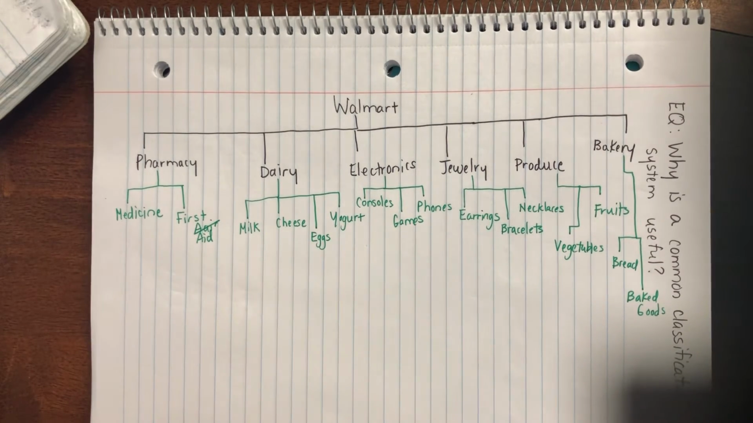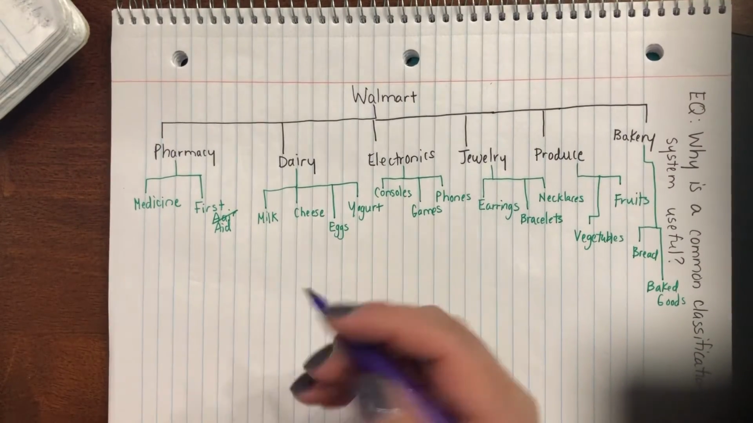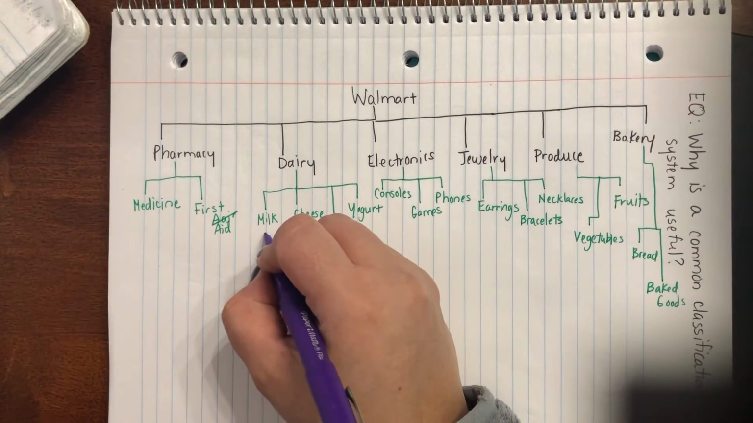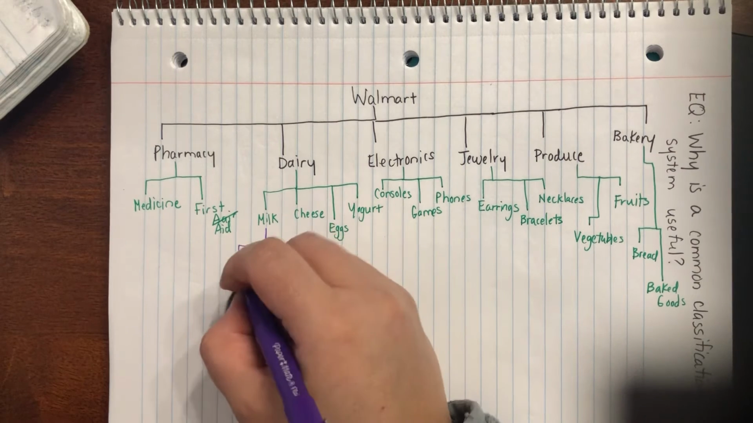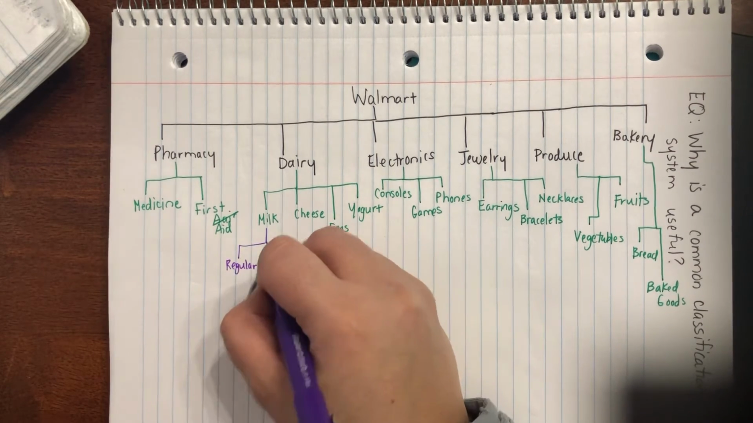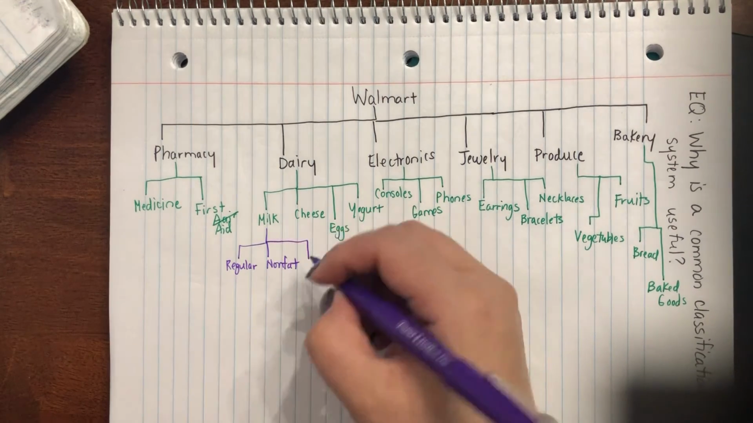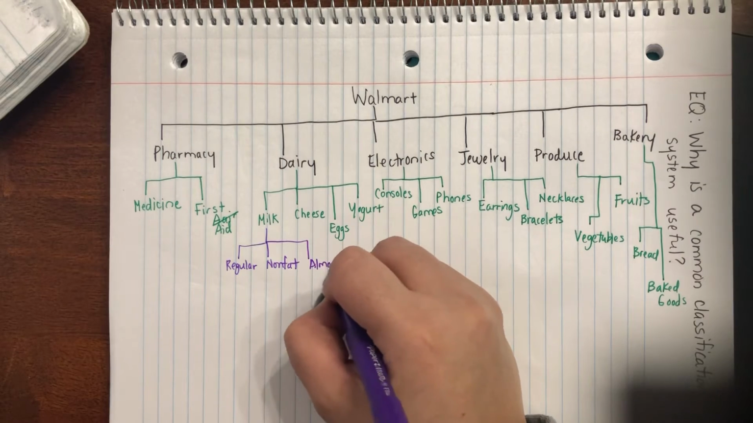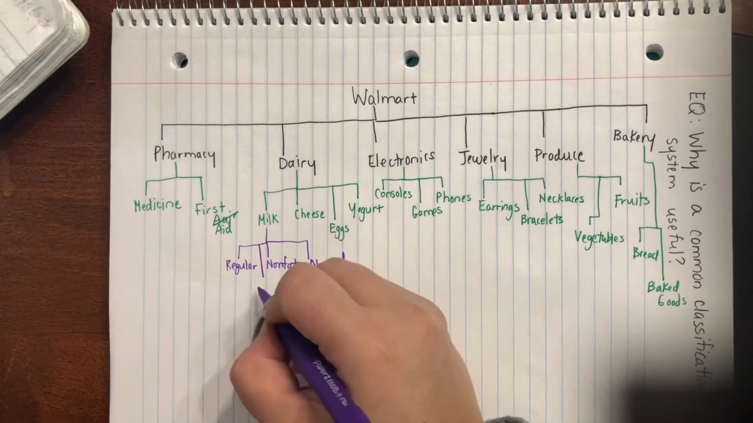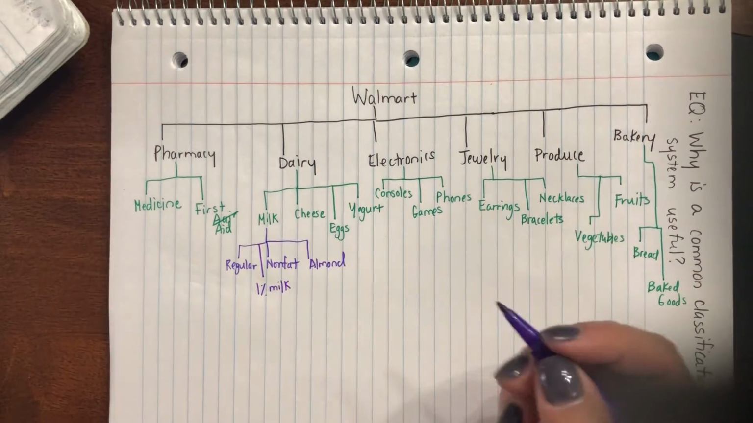let's just say I'm just going to focus on this dairy section, okay? When I tell you that they have milk, I can further break this down, and they have all kinds of milk. They have regular milk. They have non-fat milk. They have almond milk. They have 1% milk. So they have all types of milk, okay?